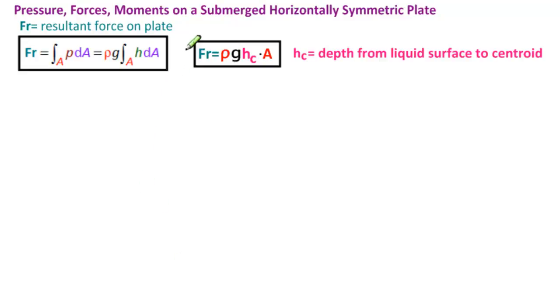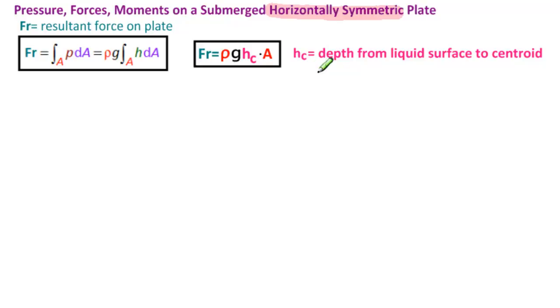Here we are on our fourth introductory video on pressure forces and moments on a submerged horizontally symmetric plate. In our previous videos, we found formulas for the resultant force on the plate. The basic formula that always works is that the resultant force is the integral over the area of the plate of P on the plate dA. And if there's no pressure on the liquid, then we can use this or this.